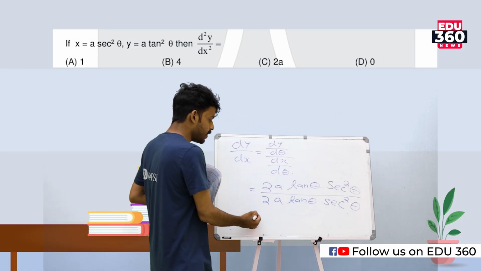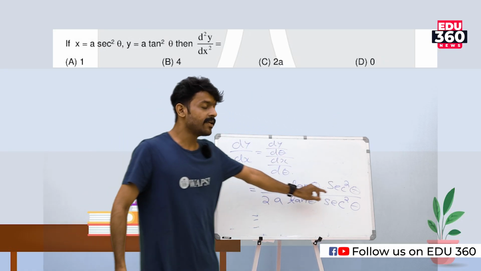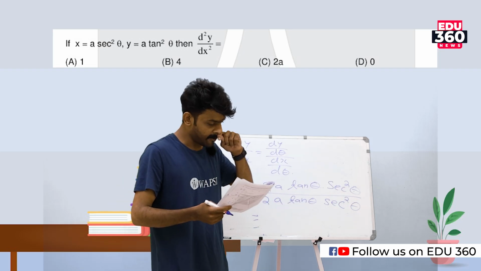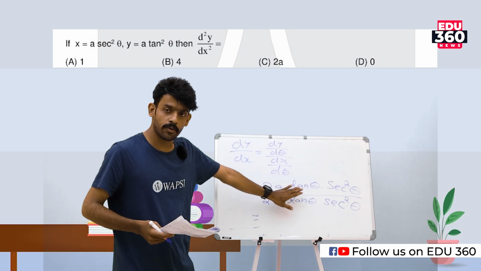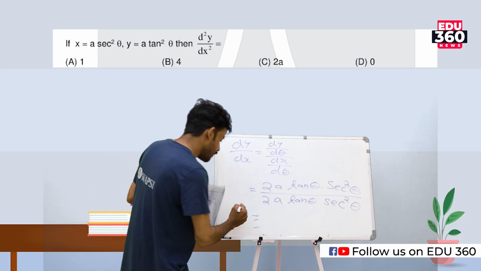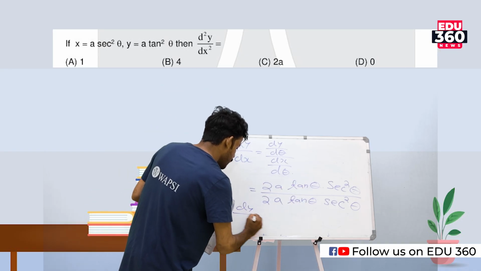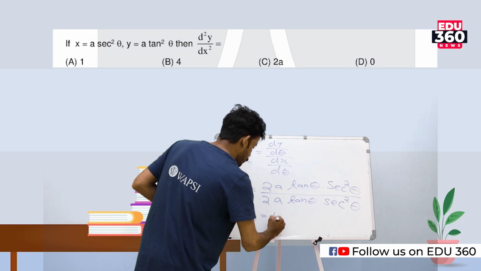Okay, so now look here. 2a tan theta sec square theta divided by 2a tan theta sec square theta. So the value of this is equal to 1, isn't it? So we will get dy by dx is equal to a constant. Dy by dx, the value is equal to 1.